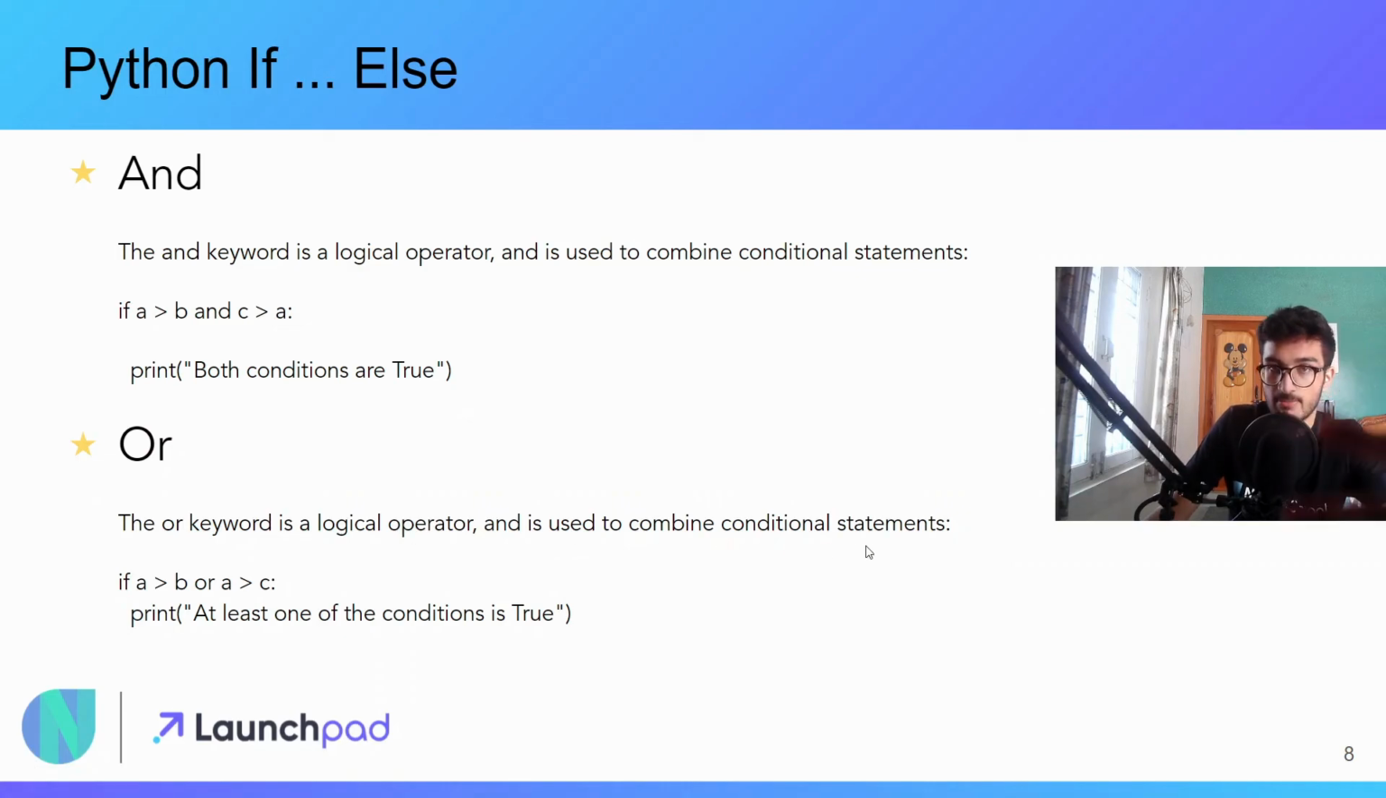It is used to combine the conditional statements, but it works even if one of the conditions is true. So if a is greater than b, it will work. If a is greater than c, it will work. If both are true, then also it will work. So that is how OR works. Whereas AND needs both of these conditional statements to be true to work. So that is the basic difference.